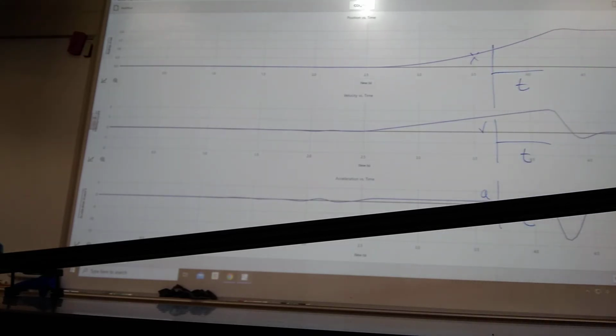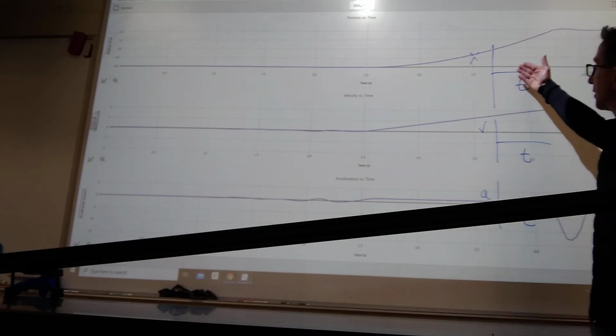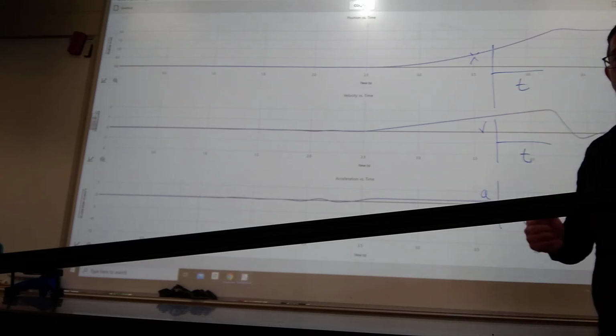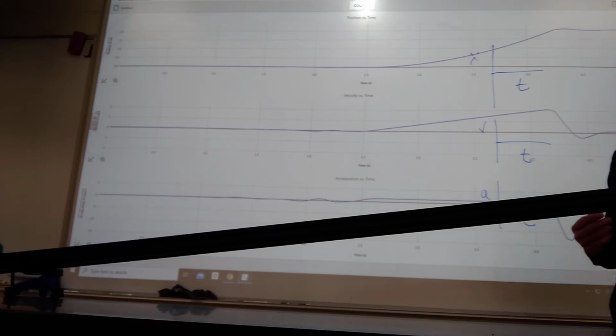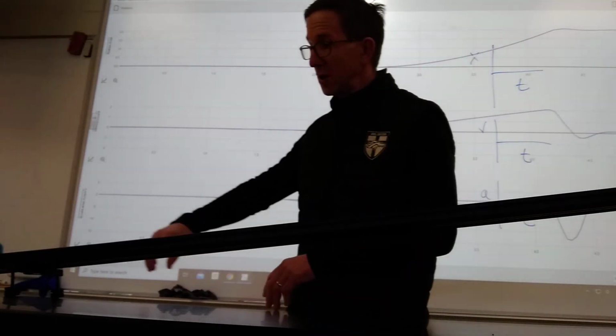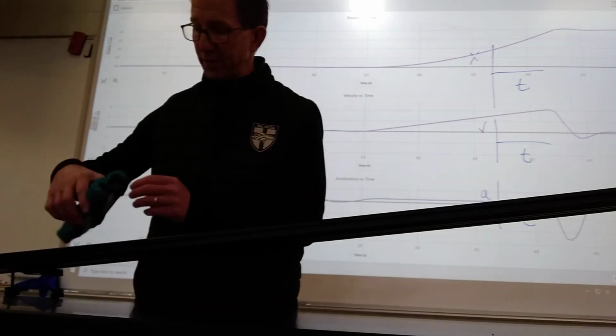All right, we're going to get another set of graphs, so you can either keep the same ones you have and use a different color or type of line to help you keep them straight, or you could start a new graph.